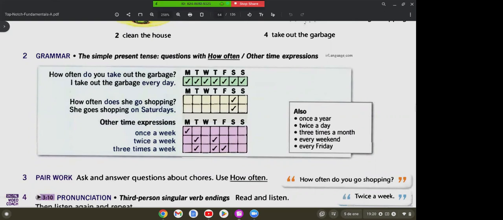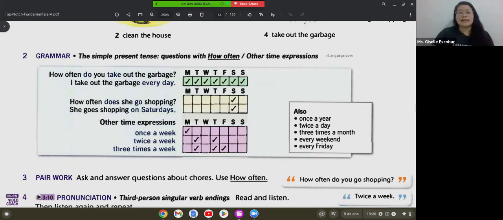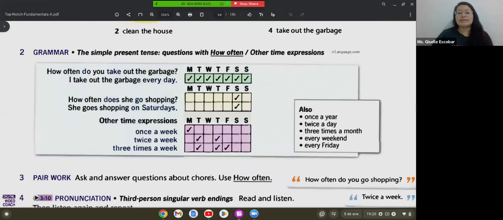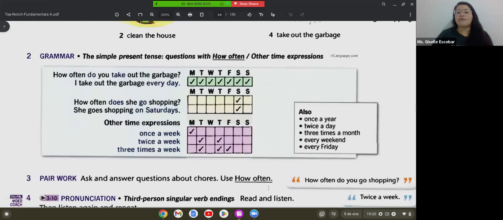Preguntas, qué tan seguido hacemos alguno de los roles. Exacto. Vamos a hacer preguntas. Bueno, vamos a trabajar en parejas because it's asking us to do pair work. Nos está pidiendo que hagamos trabajo en parejas. Entonces vamos a preguntar y responder preguntas sobre las tareas del hogar, utilizando how often.